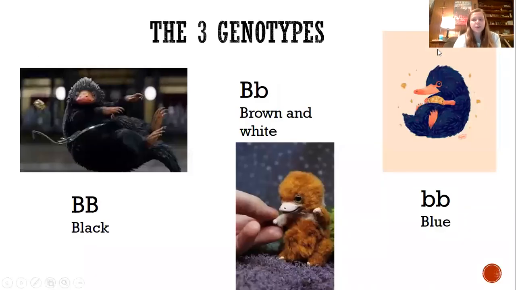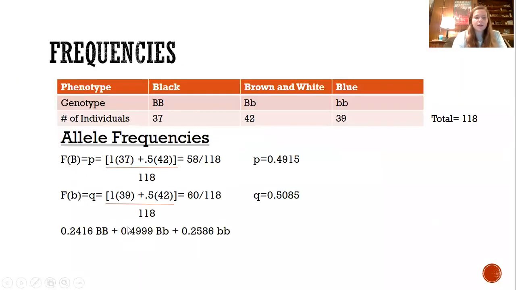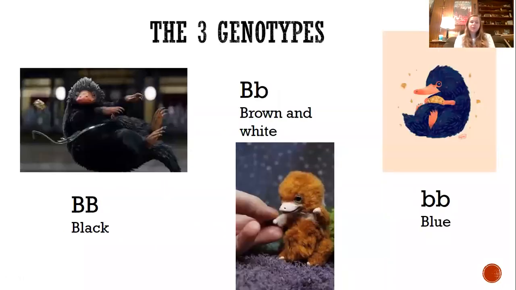Now, this particular population of Nifflers has three different phenotypes. The genotype for the black-furred Niffler is Big B, Big B. The phenotype of brown and white has a genotype of Big B, Little b. The Little b genotype has a phenotype of the blue fur.